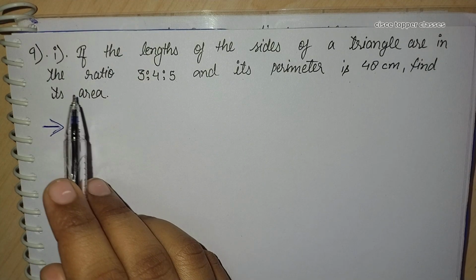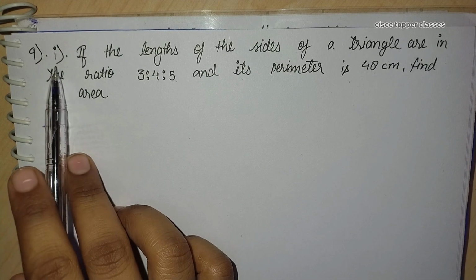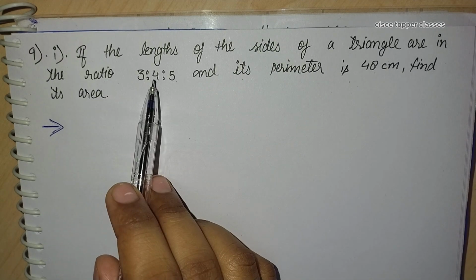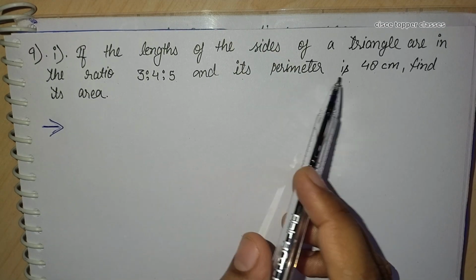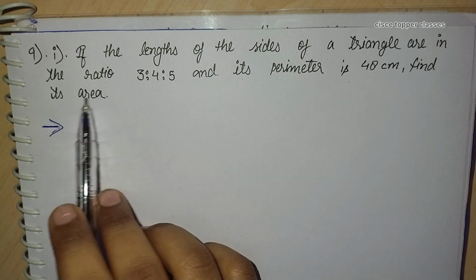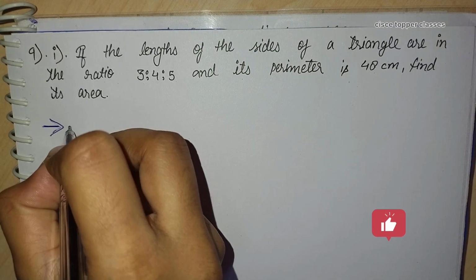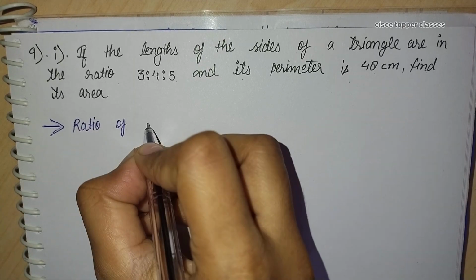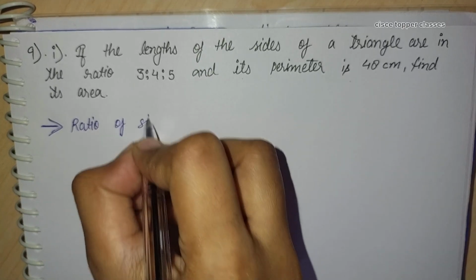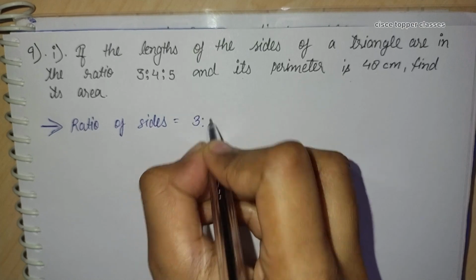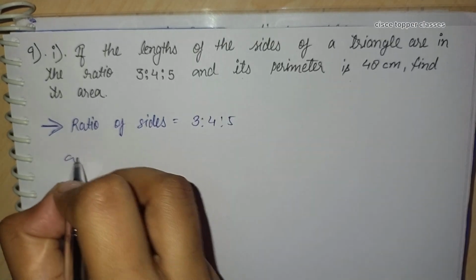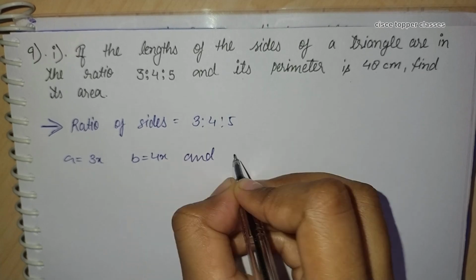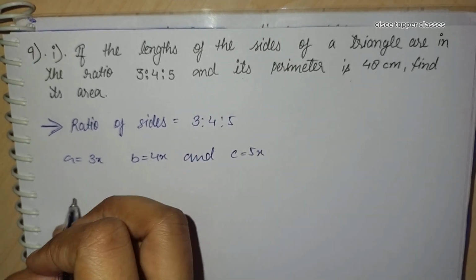Here we are going to solve exercise 16.1, ninth first part. If the length of the sides of a triangle are in the ratio 3:4:5 and its perimeter is 48 cm, then find its area. Here it is given that the ratio of sides is 3:4:5, means let the side A be 3x, B be 4x and C be 5x. From here only we can conclude.